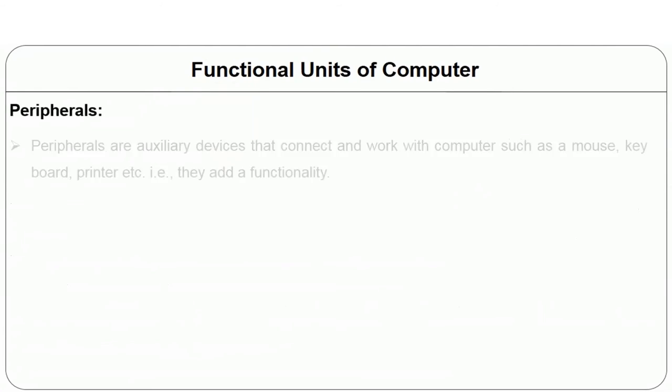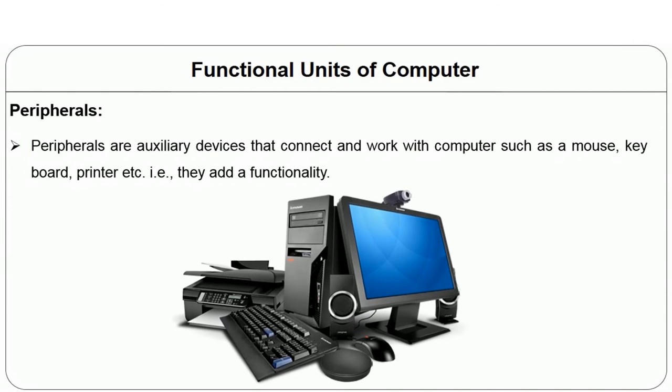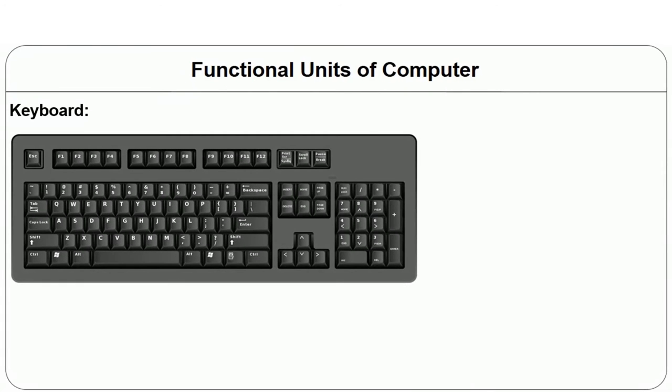Peripherals. Peripherals are auxiliary devices that connect and work with the computer, such as mouse, keyboard, printer, etc. That is, they add functionality. The keyboard is the first input device developed for the PC. There are many different keyboard layouts and sizes, with the most common for Latin-based languages being the QWERTY layout, named for the first six letters.